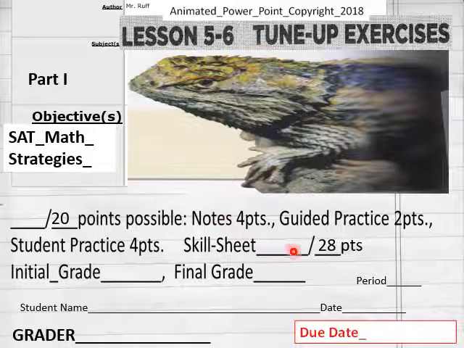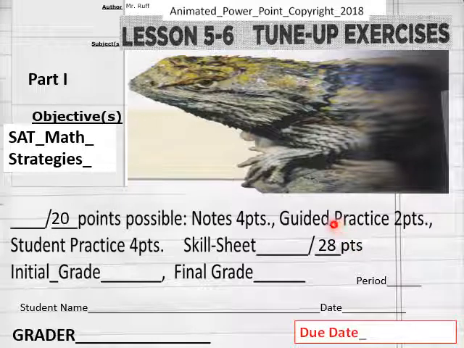5.6 tune-up exercises. We're going to have 28 points of exercises, and then you have 20 points of note-taking on your 5.6 lecture.